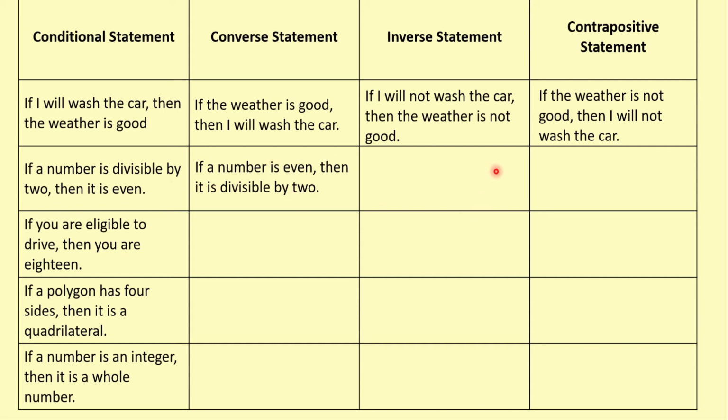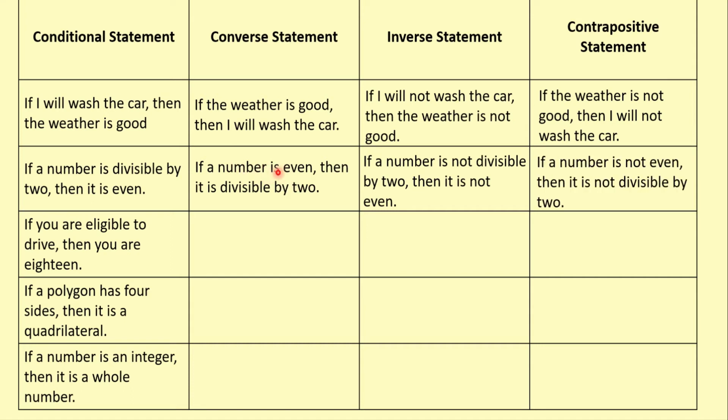Okay? For the inverse again, we just add the word not. If a number is not divisible by 2, then it is not even. Then for the contrapositive, again, it is just the inverse of our converse statement. We just add not to its hypothesis and conclusion. So here it is. If a number is not even, then it is not divisible by 2.